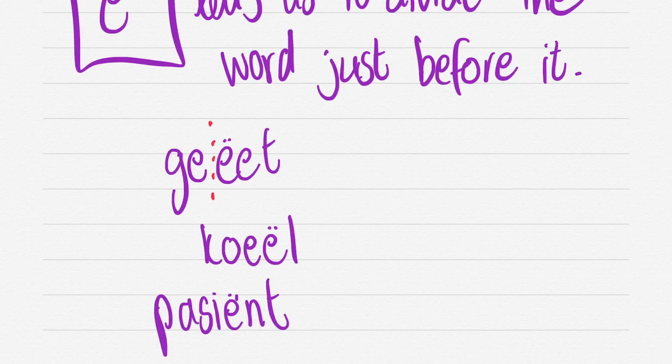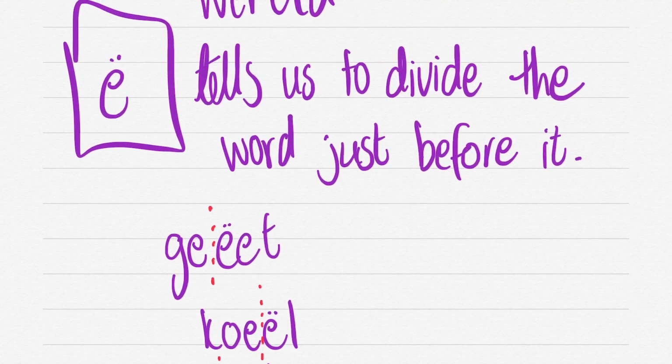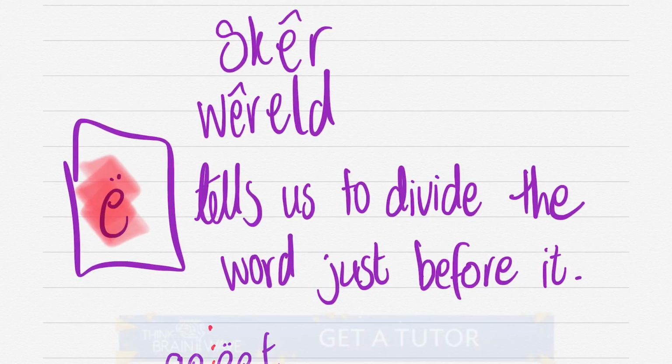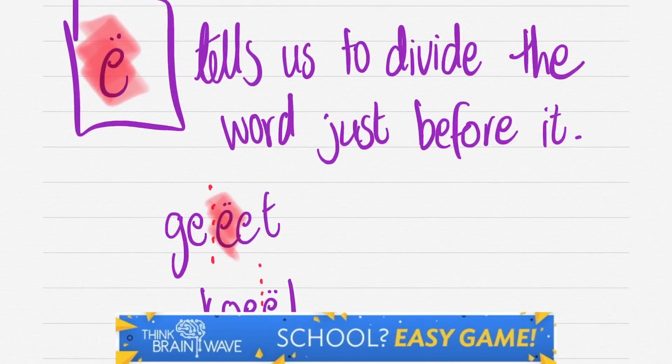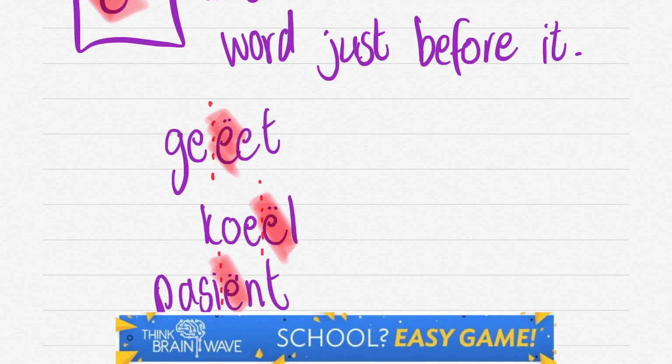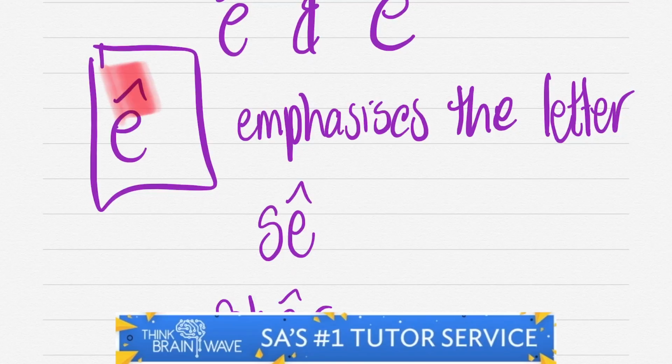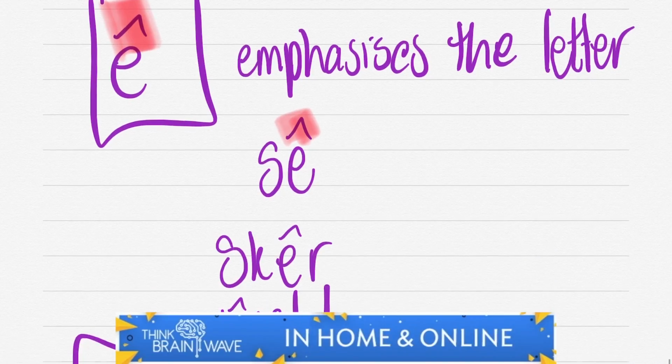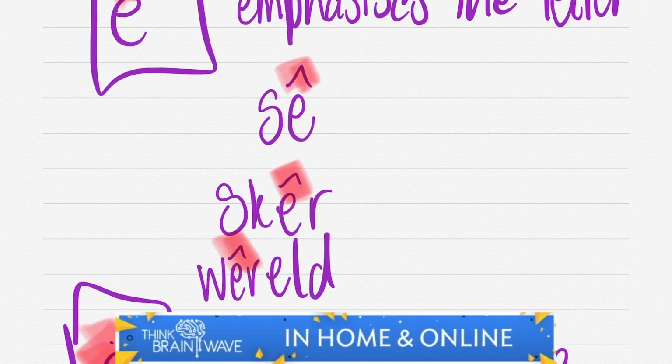And patiënt is where you break it up. So you break up the word right before the e with a deelteken. It's always going to be like that. So the kappie emphasizes the letter, and then the deelteken breaks up the word into two separate parts. Easy game.